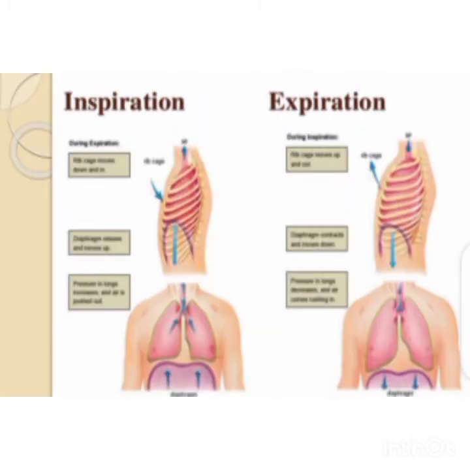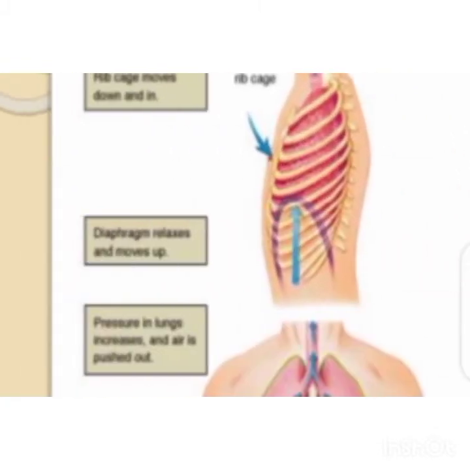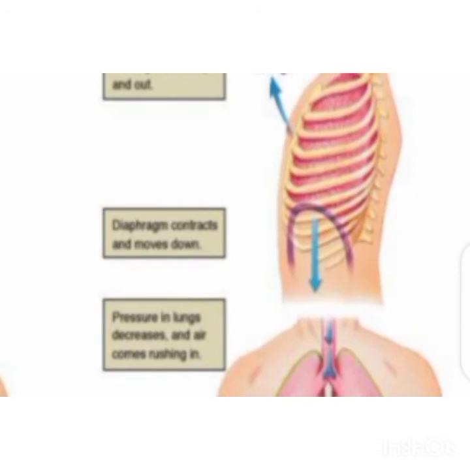You have inspiration and expiration. During expiration, the rib cage moves down and in. Diaphragm relaxes and moves up. Pressure in lungs increases and air is pushed out. While during inspiration, the rib cage moves up and out. Diaphragm contracts and moves down. Pressure in lungs decreases and air comes rushing in.